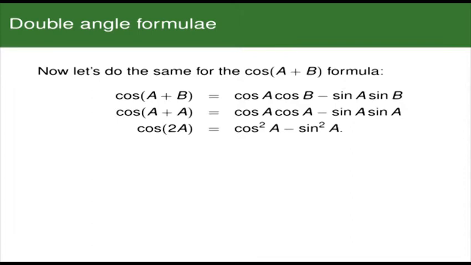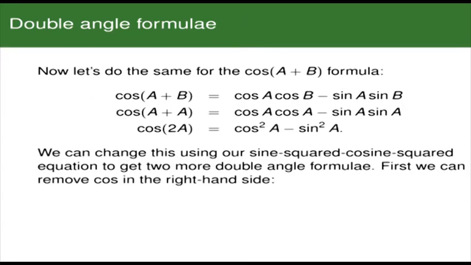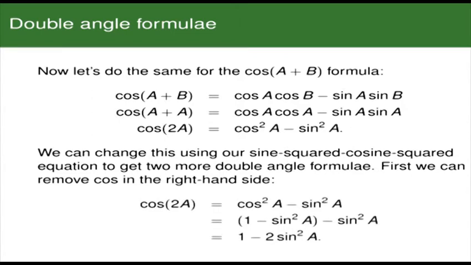However, with this one, we can do a bit more because we've got cos squared and sin squared. So we can change this using the sin squared plus cos squared equation, and we'll get two more equations out of this. First of all, we can remove the cos on the right-hand side. So cos 2A equals cos squared A minus sin squared A. Replace that cos squared A with 1 minus sin squared A, which we can do because sin squared A plus cos squared A is equal to 1. Now we just gather together terms and we end up with 1 minus 2 sin squared A. So that's another double angle formula.